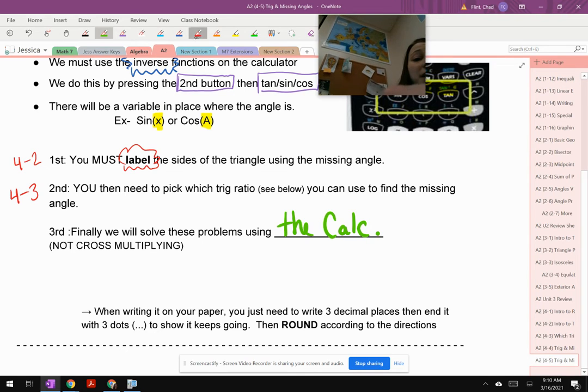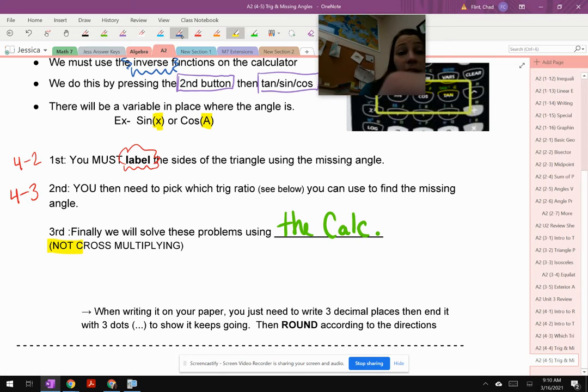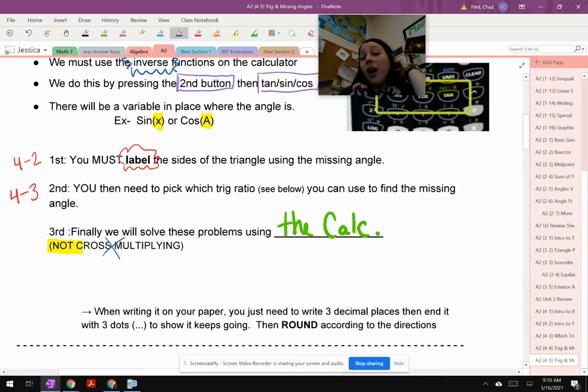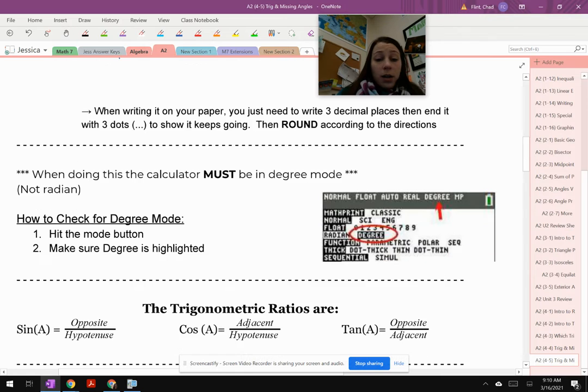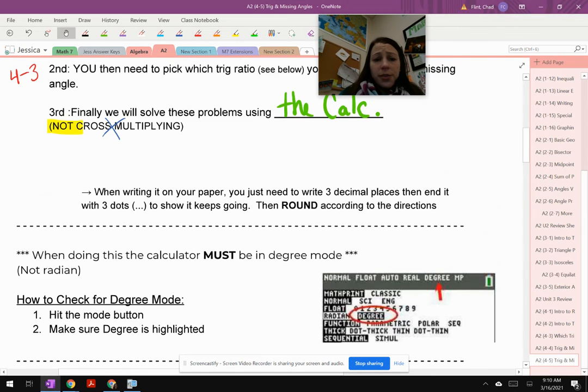We are not, I repeat, we are not cross-multiplying. There is no cross-multiplying to be doing here because, well, you'll see why. Again, the degree mode thing.